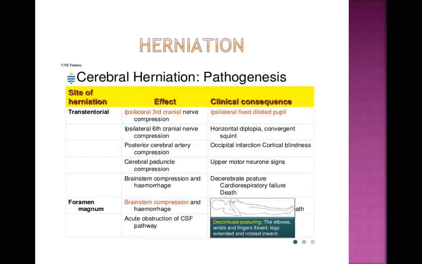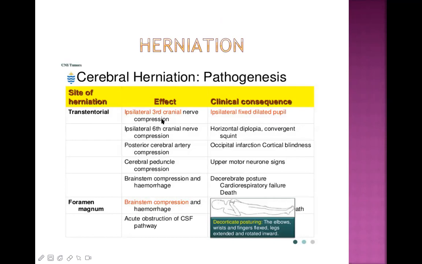Now this slide is compiling all the important points which I have just discussed here. Okay, so let me quickly revise this. There is the site of herniation. Importantly, two important herniations are highlighted here: transtentorial and tonsillar herniation through the foramen magnum. So these are the effects.